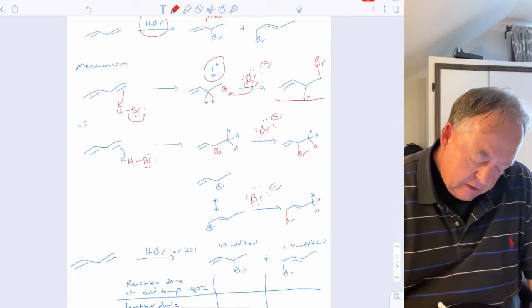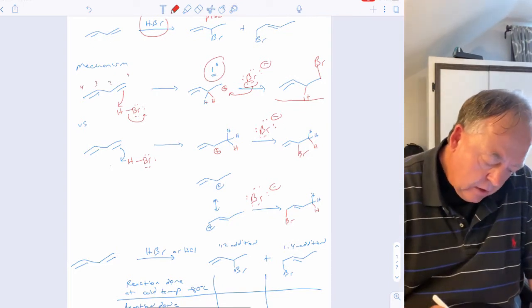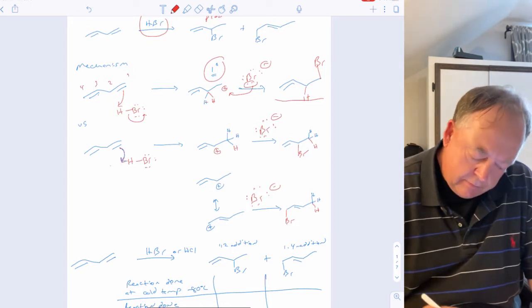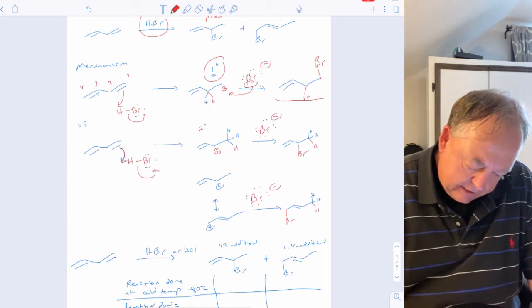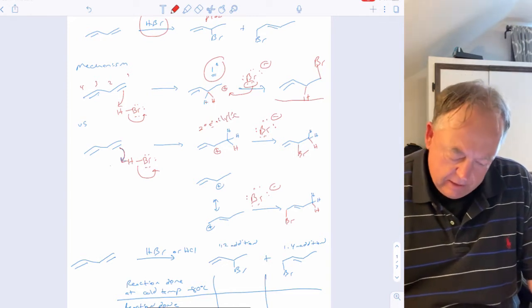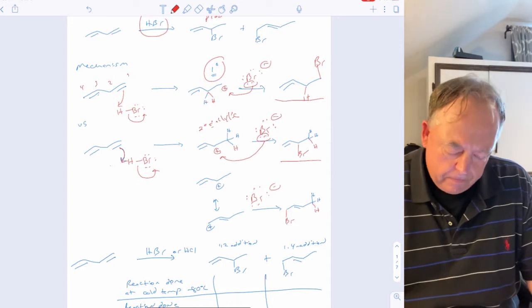Or, let's call this carbon 1, 2, 3, and 4. If hydrogen adds to carbon number 2, so if we take the electrons and make a bond to hydrogen this way, and then Br minus leaves, now we have a secondary and allylic carbocation, and then Br minus would attack to give this as a possible product.